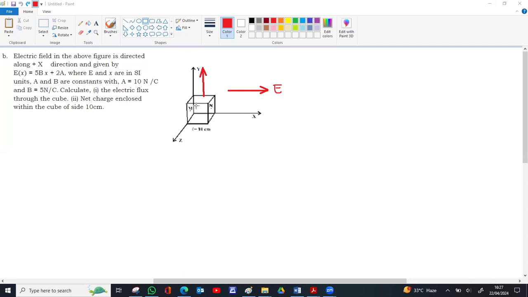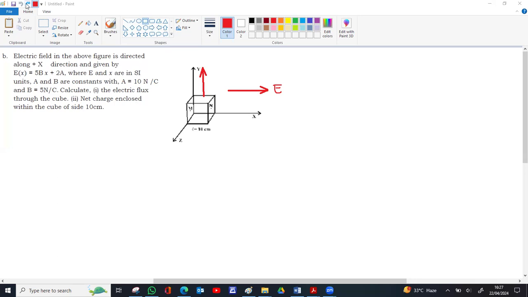If the total charge inside was given, you could have used Gauss's theorem, but that's not given, it's asked here. The other option is to find the electric flux using EA cos theta. So you need the E value, the A value, and theta between the directions of E and A.